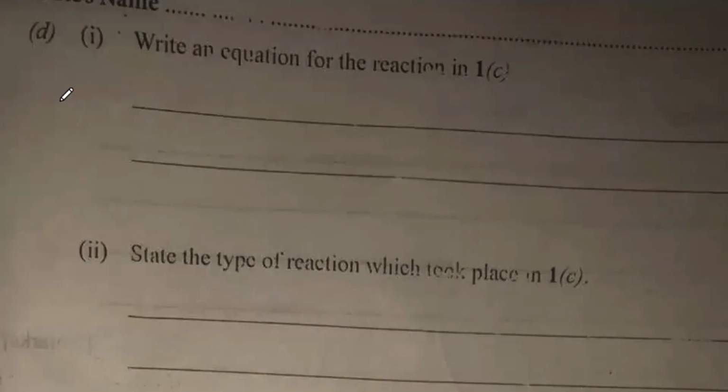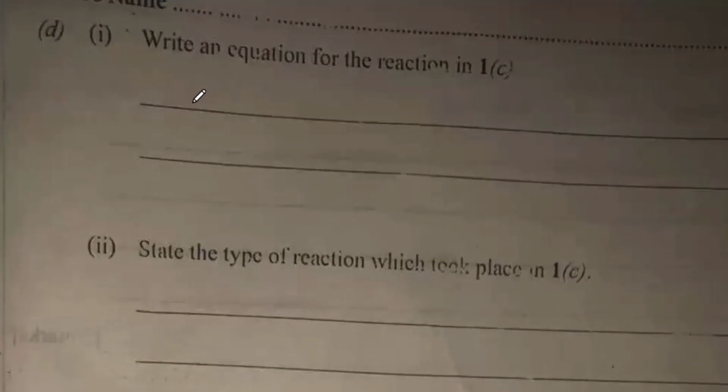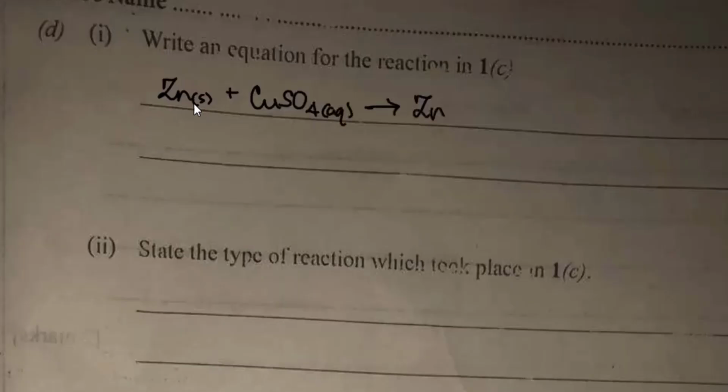Write an equation for the reaction in 1C. This is 1D. What is the reaction in 1C? Let's check. Okay, this is 1C. Explain briefly what would be observed. Can you see, we've already written the equation here. So this is the equation they expect us to write. Let's copy and paste. Zn solid plus CuSO4 aqueous, giving us ZnSO4 aqueous plus Cu solid.